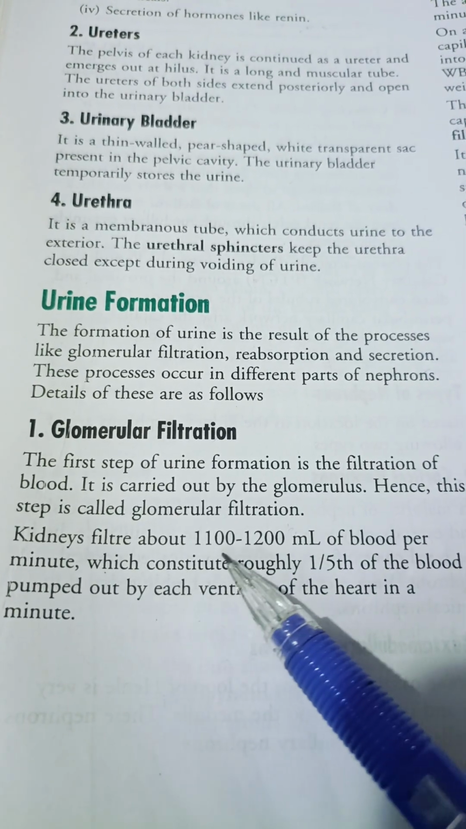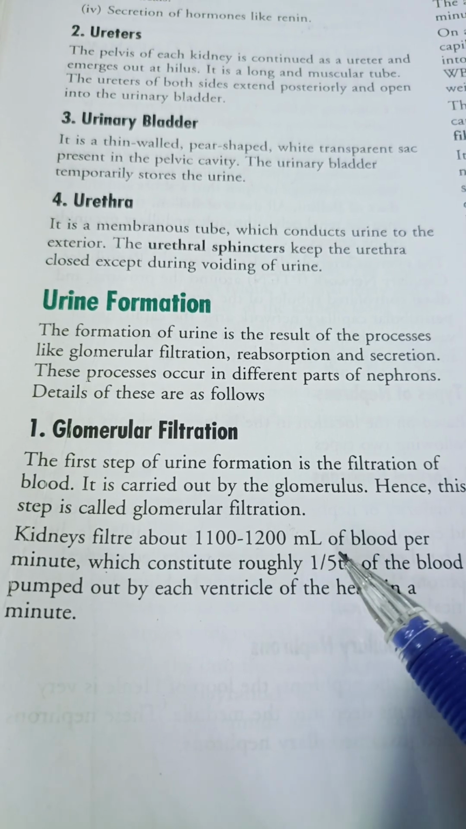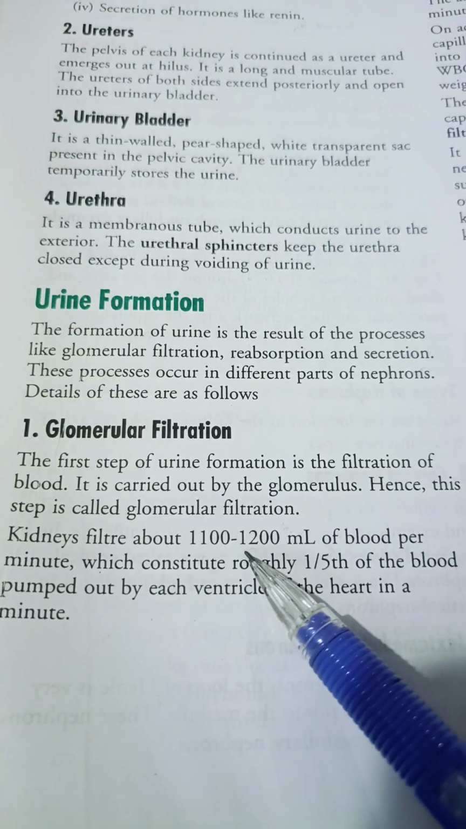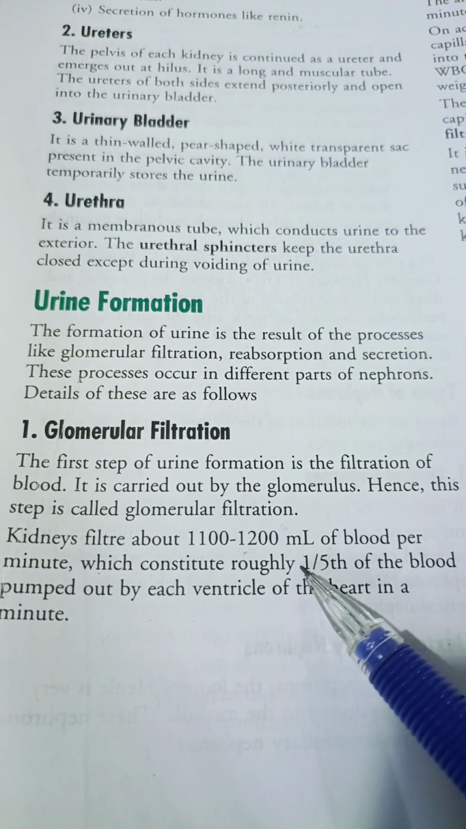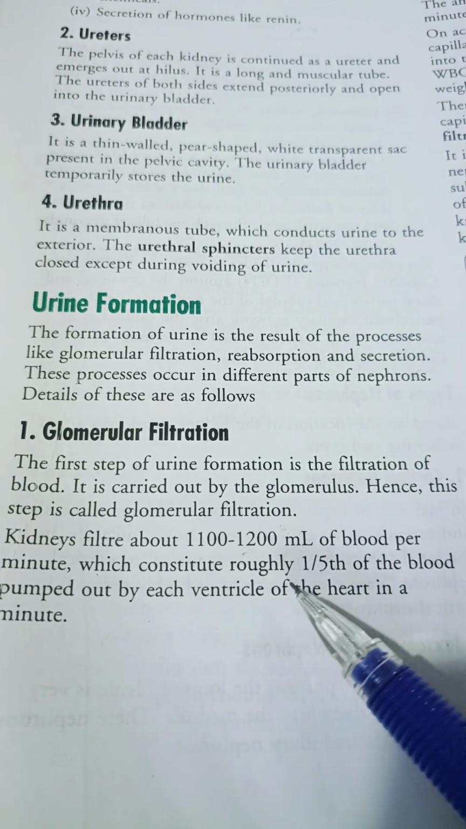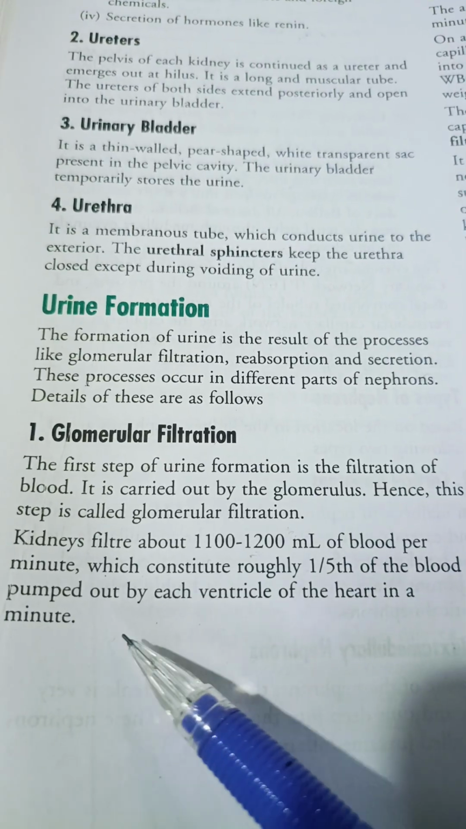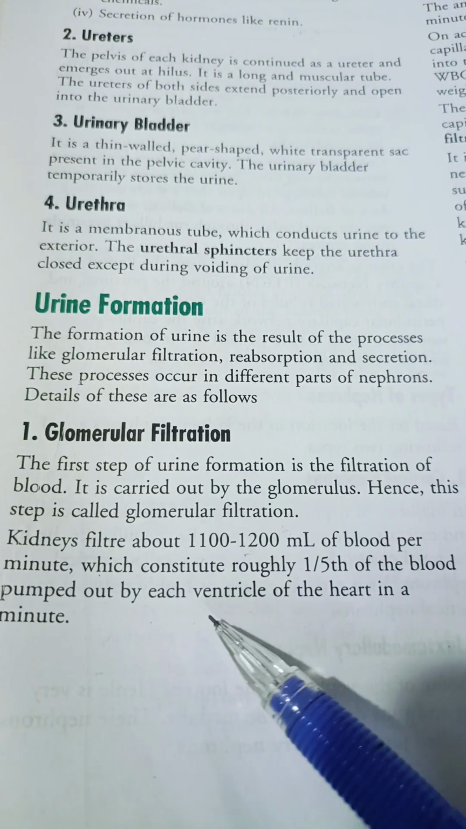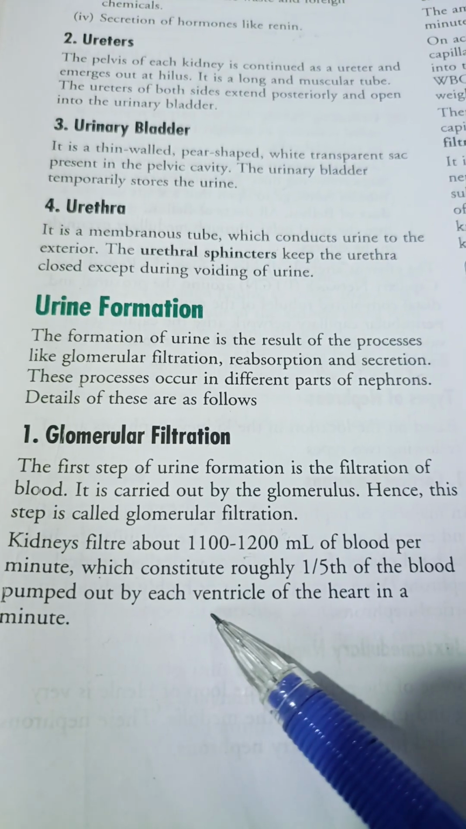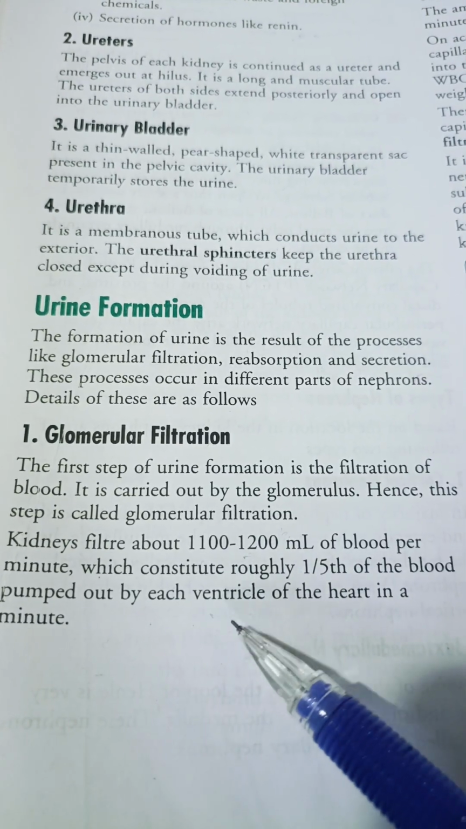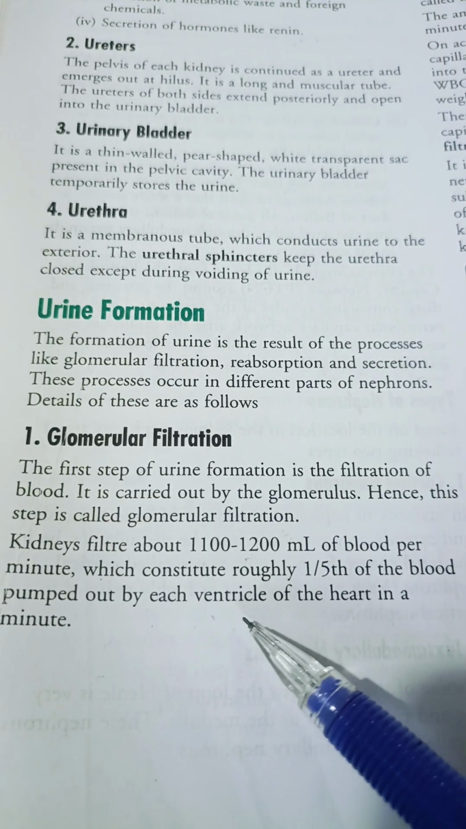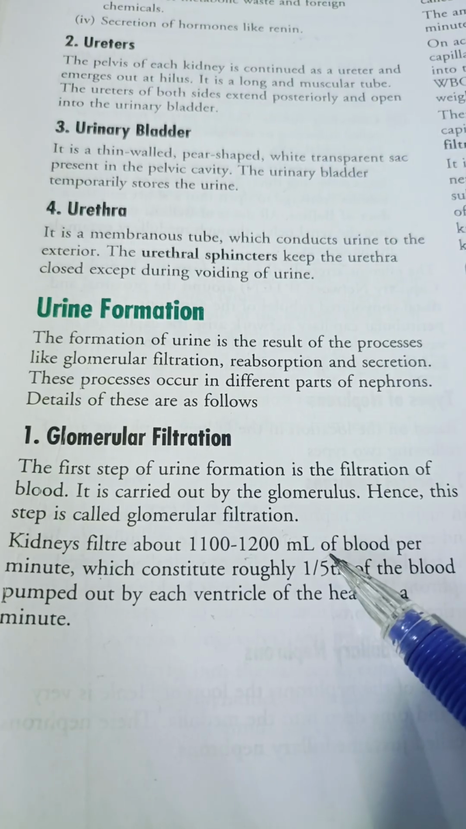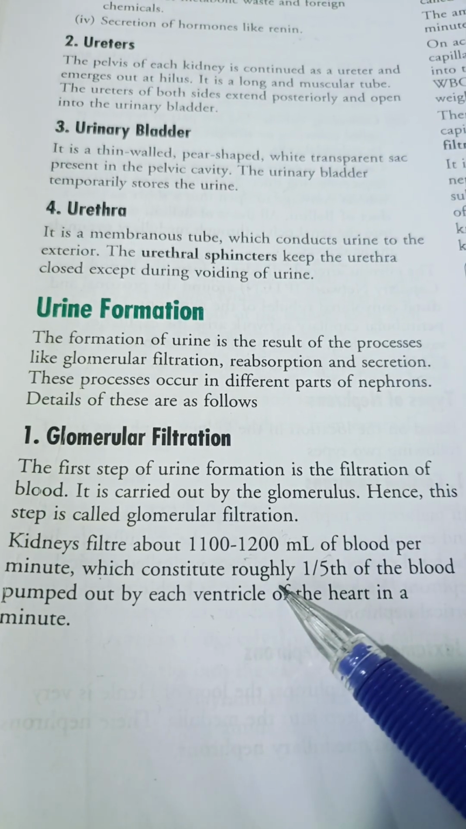The kidney filters about 1100 to 1200 ml of blood per minute. Per minute how much? 1100 to 1200 ml, which constitutes roughly 1/5 of the blood pumped out by each ventricle of the heart in a minute. Each ventricle of the heart pumps some blood, of which 1/5 is filtered in the kidney per minute.